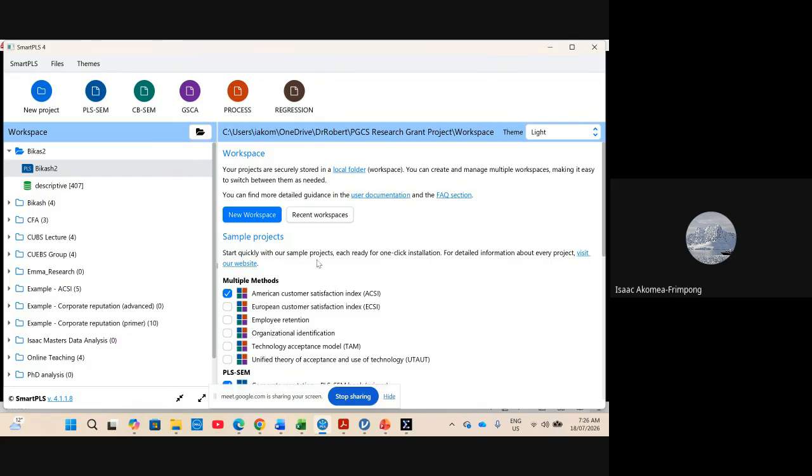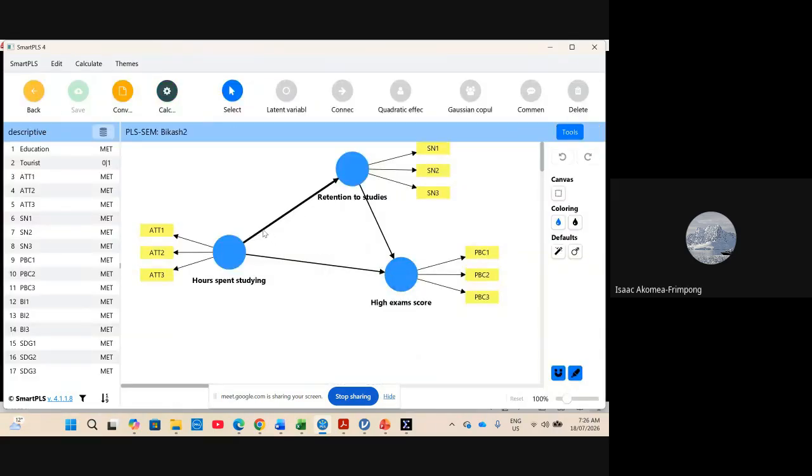And then I have a SEM model here. In this model, I'm just trying to check how hours spent studying has impact on retention to studies, and how retention to studies has impact on high exam score. That's the indirect relationship. But in terms of direct relationship, how hours spent studying has impact on high exam score. Something like this.